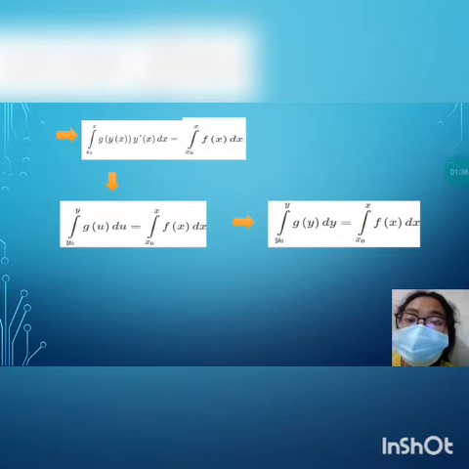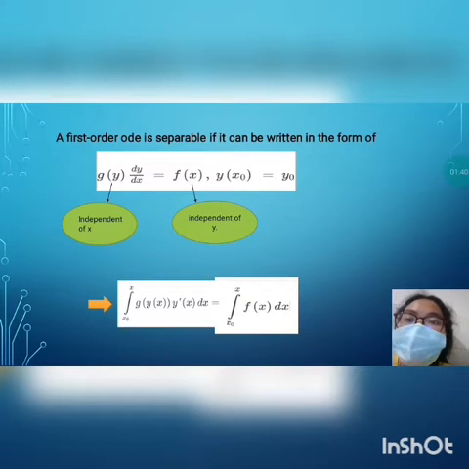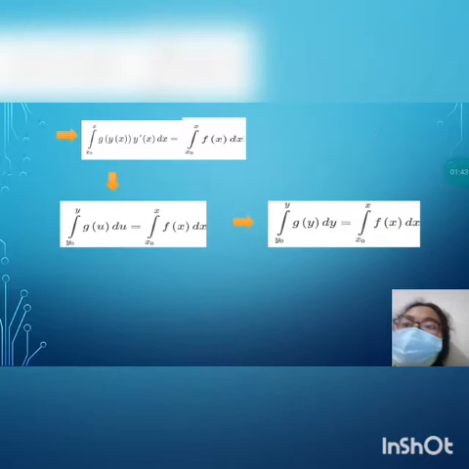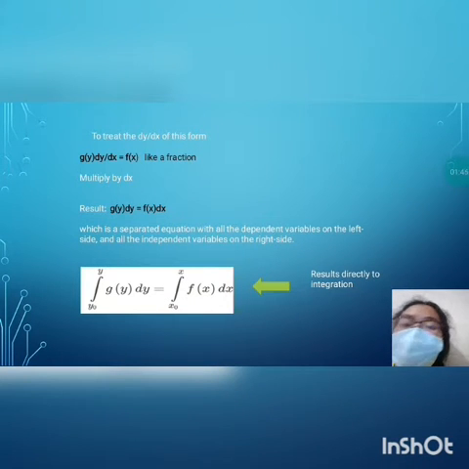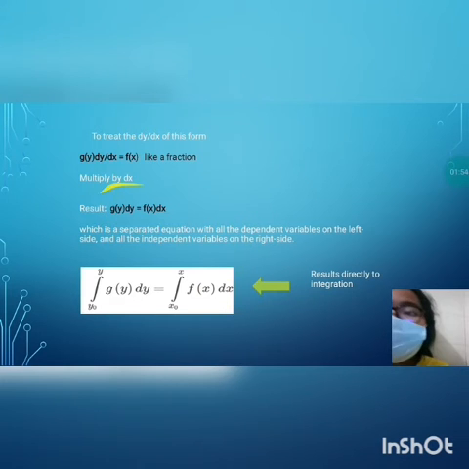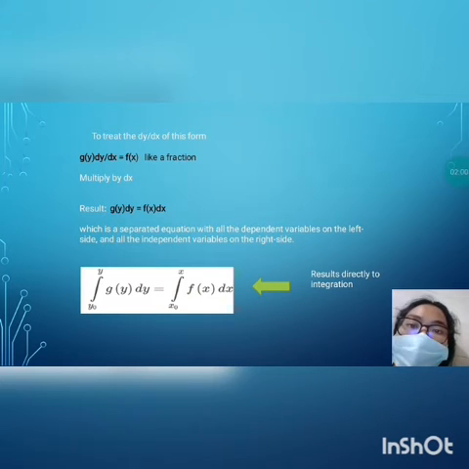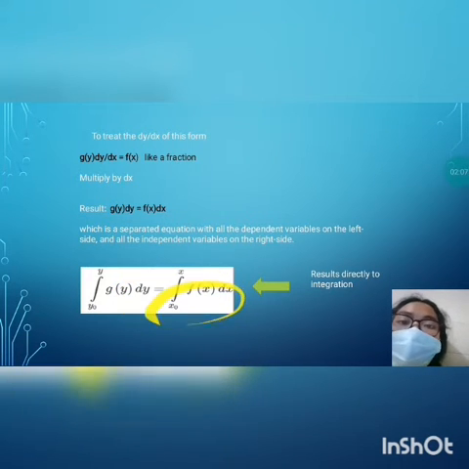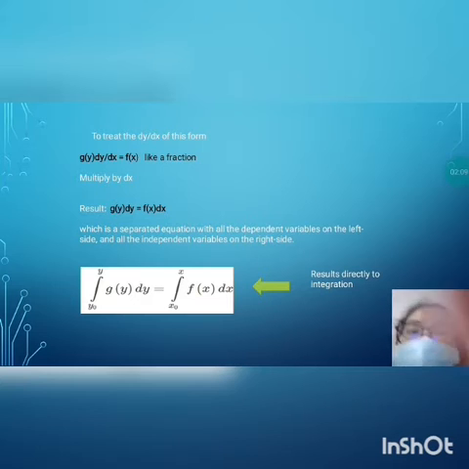So a simpler procedure that yields this is to treat the dy over dx of this form, g of y dy over dx equals f of x, like a fraction, and if we multiply it by dx, the result will be g of y dy equals f of x dx, which is a separated equation with all the dependent variable on the left side and all the independent variable on the right side. So this equation will result directly to integration.